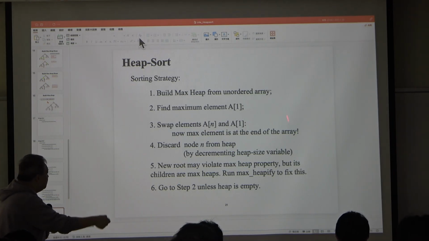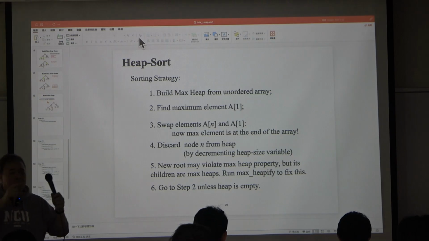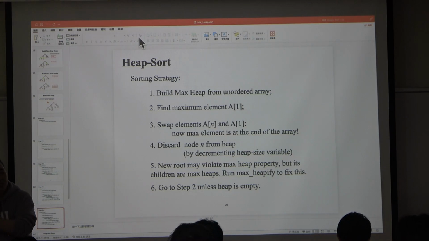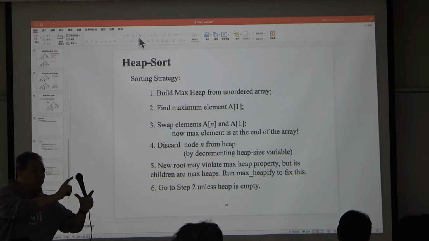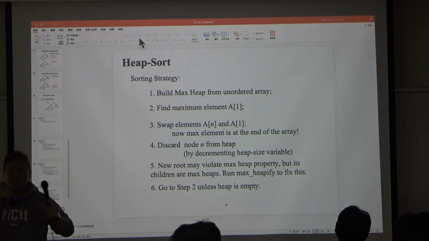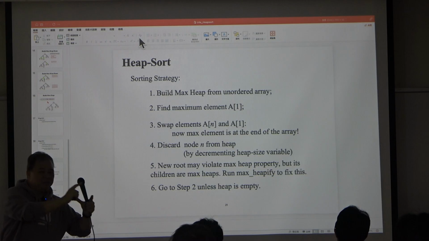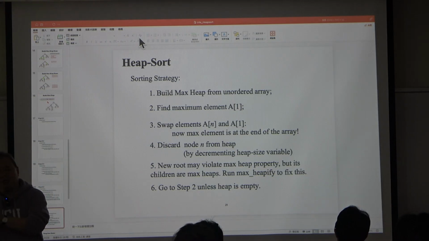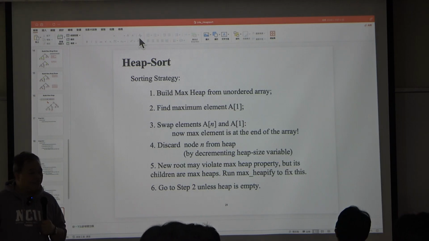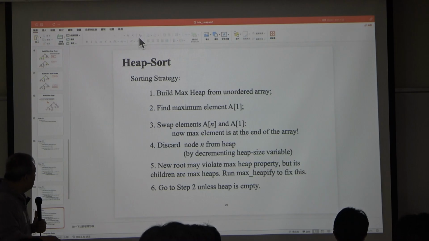Every time we run this loop, we are able to put one element at its right place. The second time, we put the second largest element at the index n minus 1. The third loop, we put the third largest element in A at the n minus 2 location. And we keep doing that until we finish the sorting. Right? So this is the heap sort.